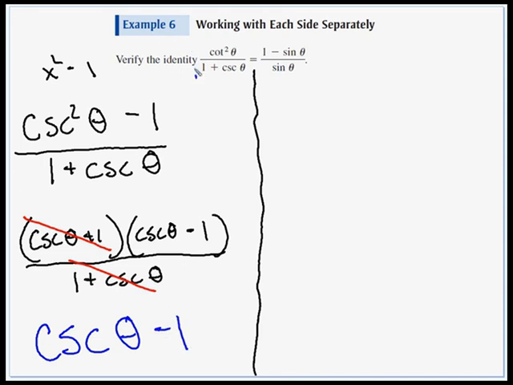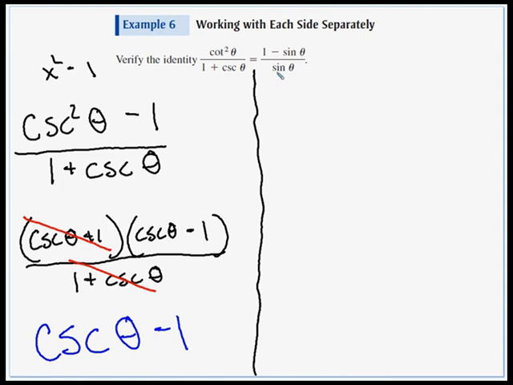What we started with was pretty complicated. We had two different trig functions. One of them was squared. We worked on it and got it down to something a little more concise. One trig function minus 1. That's a lot easier than what we started with, but it doesn't look like what we have over here on the right. So let's play around with what we have on the right and see if we can get it to match.